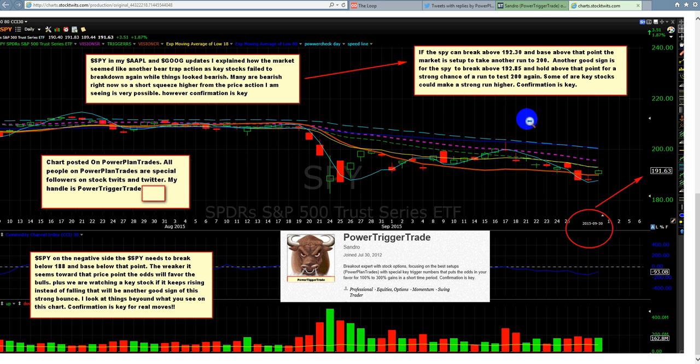So remember what I said here. Okay, now look at this. Confirmation is key. Notice that? I don't just say for sure things are going to happen. Okay. If the SPY can break above 192.30 and base above that point, the market is set up to take another run higher to 200. Another good sign is for the SPY to break above 192.85 and hold above that point for a strong chance of a run to test 200 again. Some of our key stocks could make a strong run higher. Confirmation is key. Well, you know, Facebook made a very good run about this, but let's talk about.